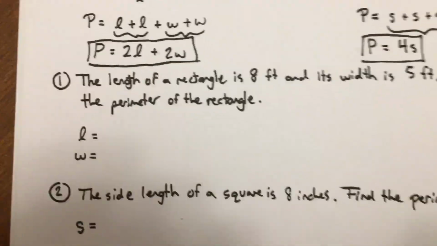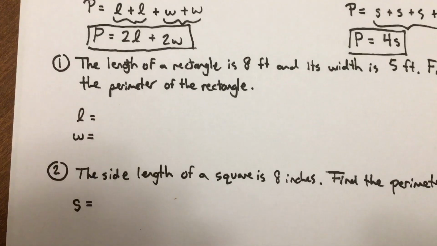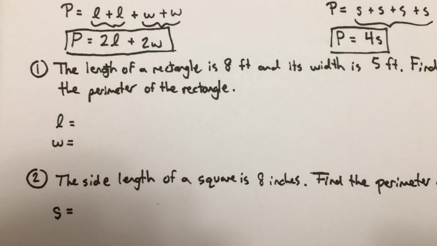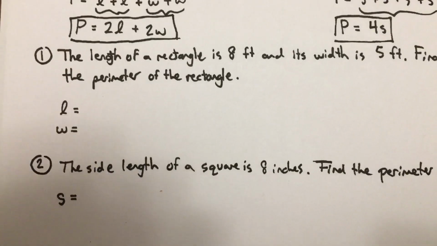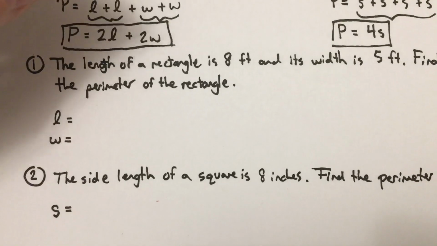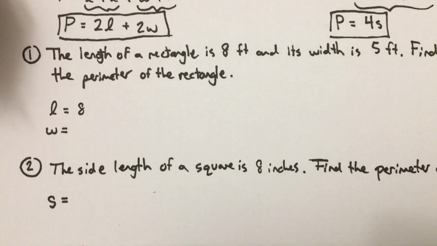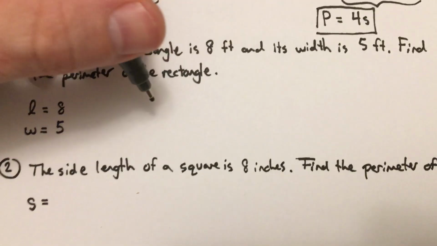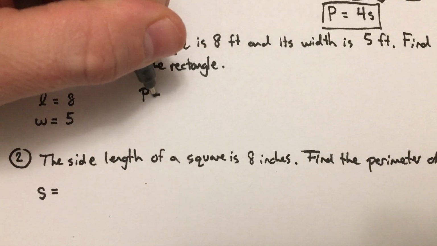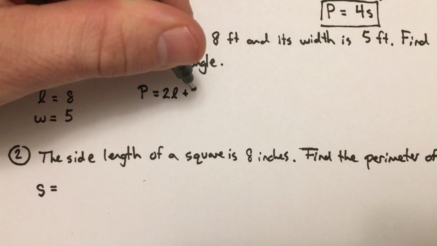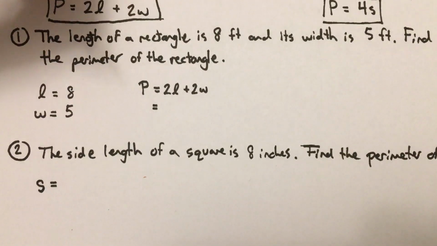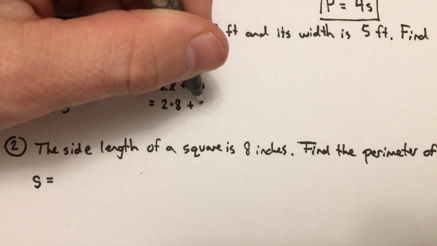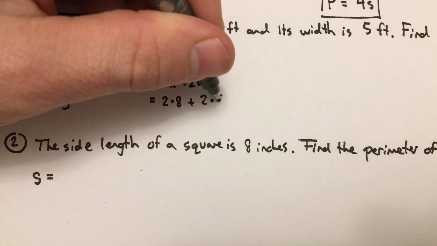Now let's take a look at some examples of some questions down below. So the length of a rectangle is 8 feet and the width is 5 feet. Find the perimeter of the rectangle. Well, let's identify our measurements first. So the length is 8 and the width is 5. So we're going to calculate the perimeter of the rectangle. So if you recall, perimeter is equal to 2 times the length plus 2 times the width. So when we set up our problem, it would be 2 times 8 plus 2 times 5.